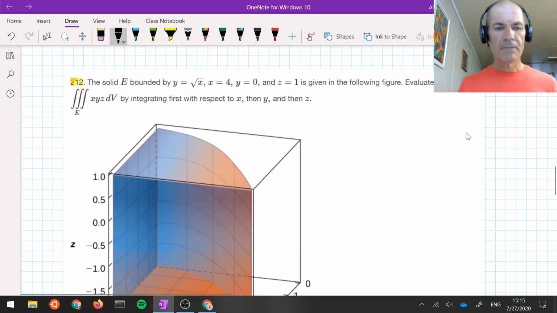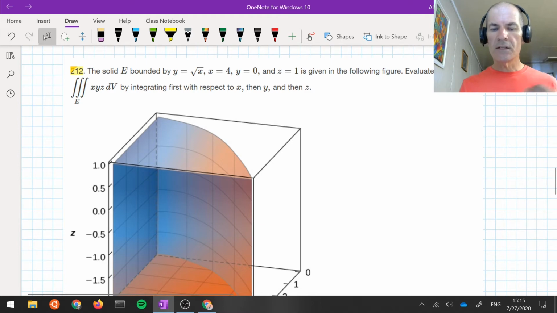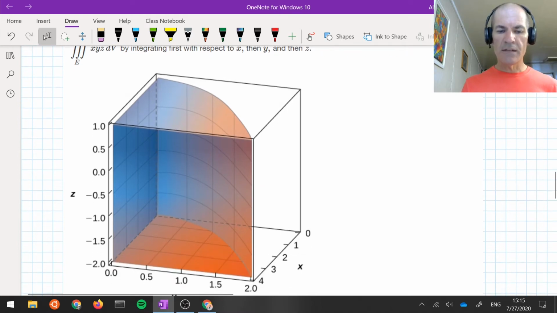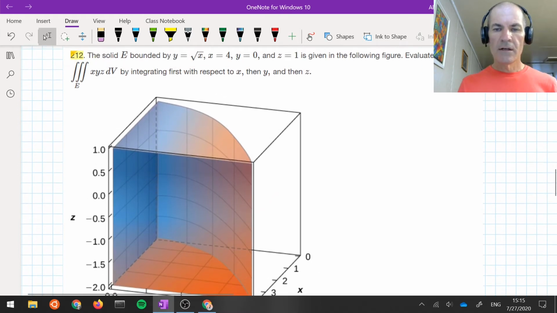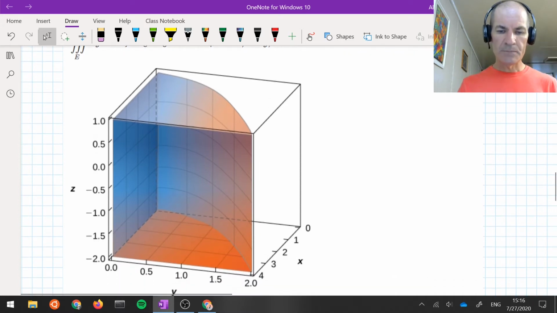All right, let's carry on. In exercise 212, you're not only given a description of the bounds of the solid that you're integrating over, but you're actually given a figure as well. So you're asked to evaluate this integral. The integrand is x, y, z, whatever that means. Again, we're not super concerned about these integrands at the moment. We're very interested in being able to generate good limits of integration.